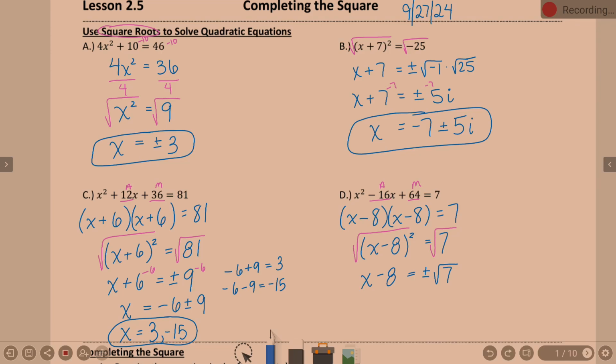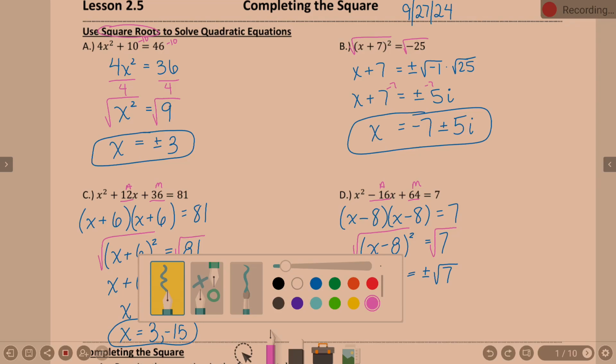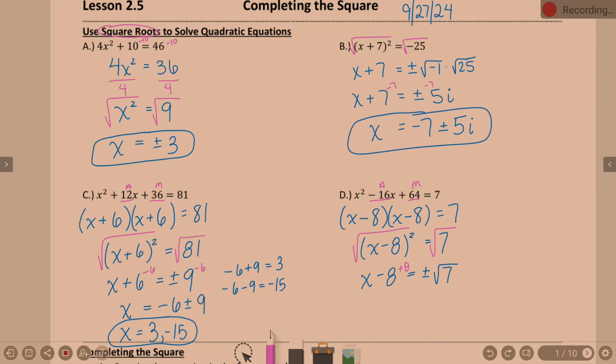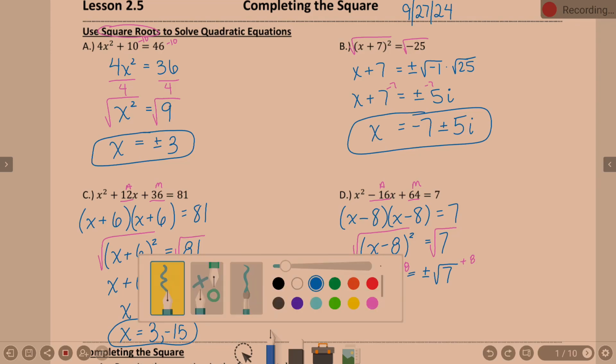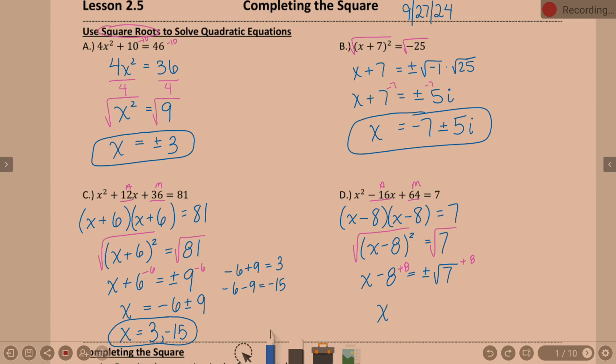How do I finish this problem? Add the 8. So if it's x minus 8, we're going to add the 8 over. How am I going to express my answer? Okay. I'm going to put 8 plus or minus the square root of 7 because I like my plus or minus sign in the middle.